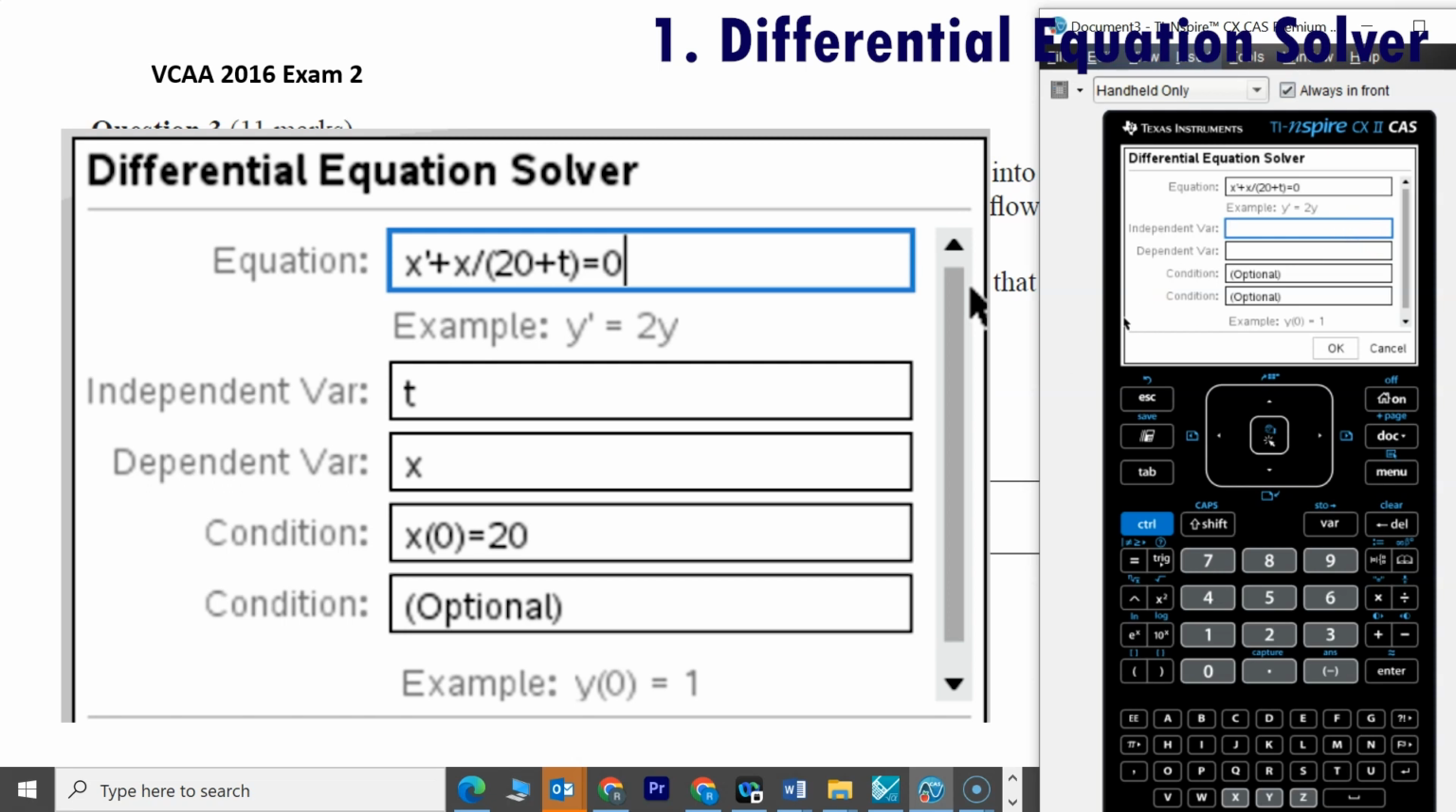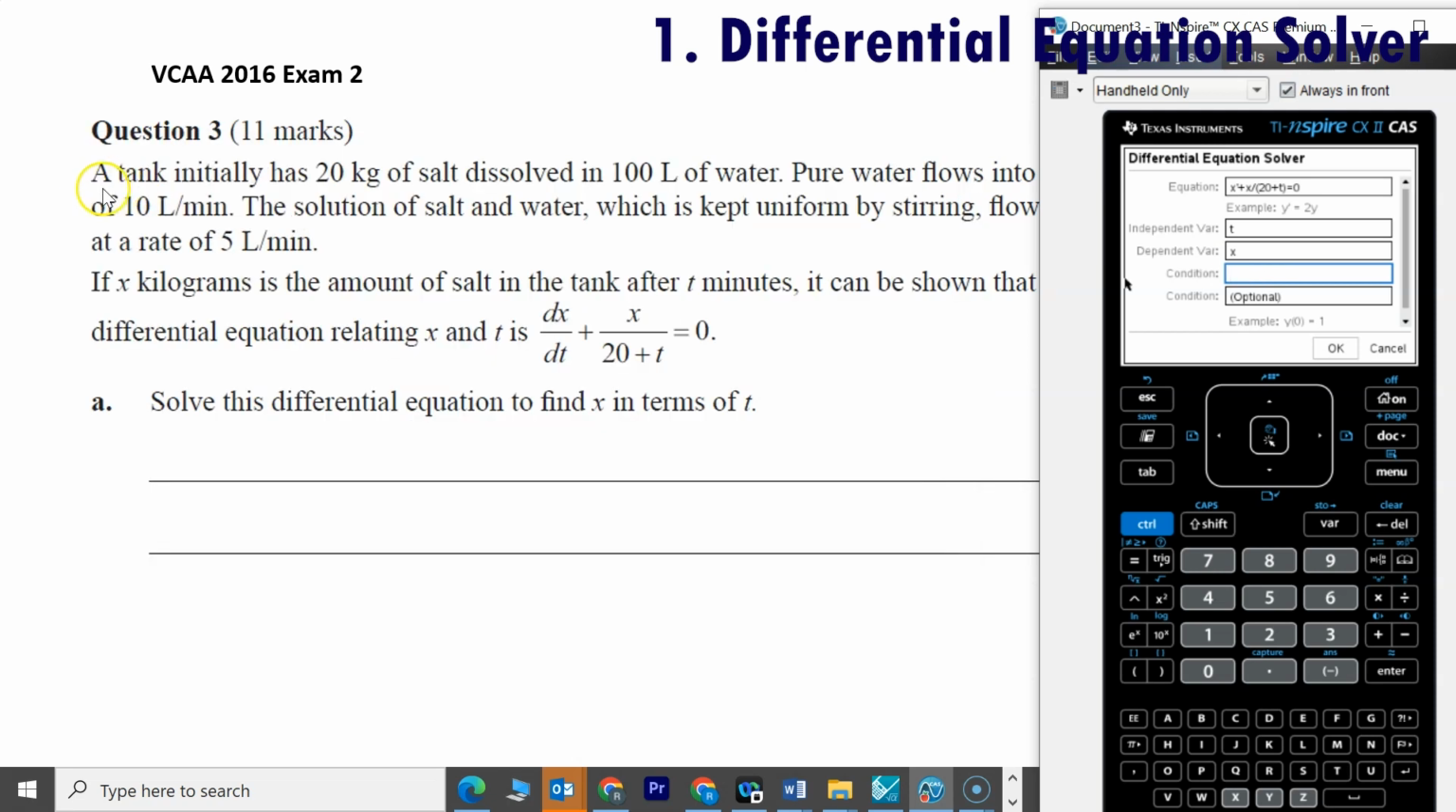The independent variable here is t, because we've got dx/dt, so the dependent variable is x. And condition is our boundary condition or initial condition, and we do have one here. It says a tank initially has 20 kilograms of salt, and x is our kilograms of salt. So x of 0 is equal to 20, meaning that when t is 0, x is equal to 20. We only need one condition for this because it's a first order differential equation. So that should do it.